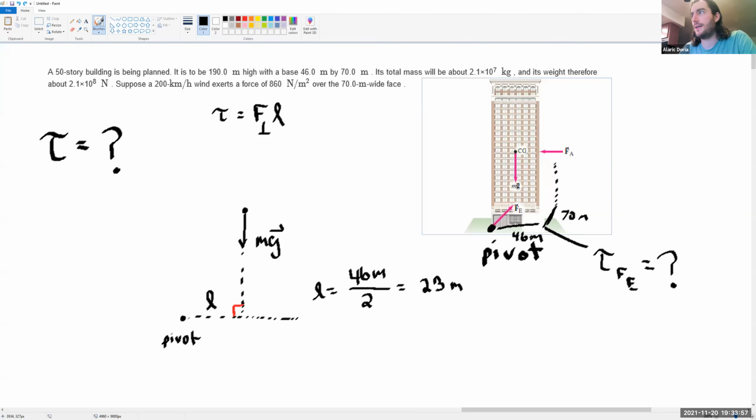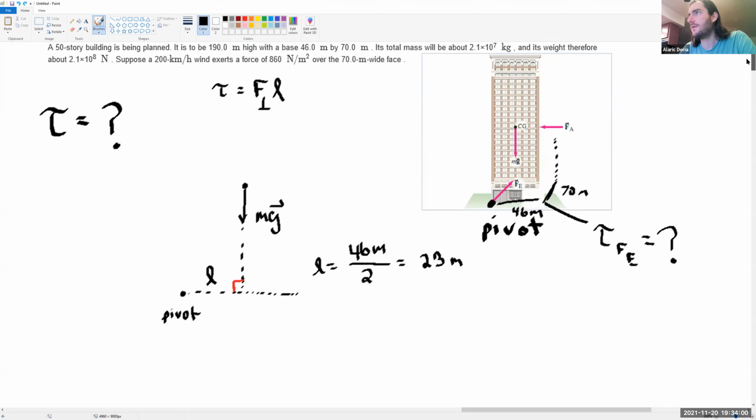Before we get into that, though, let's talk about this other force now. So this other force FA is acting in this direction. And that force also has a perpendicular lever arm to our pivot point. So here's the pivot point here. This is the force FA. And so we need to know what the lever arm is here. That's the part that's perpendicular, the perpendicular distance to the pivot point.